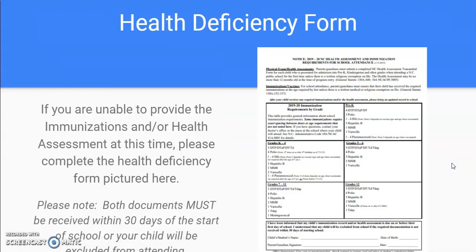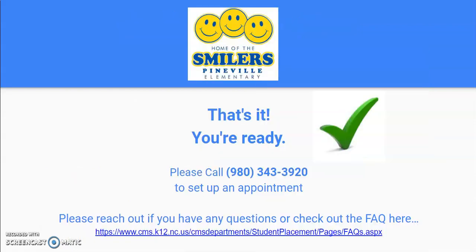If you are unable to provide the immunizations or health assessment at this time, please complete the health deficiency form pictured here. This states that I've been informed that my child's immunization record and/or health assessment is due on or before their first day of school. I understand my child will be excluded from school if the required documentation is not received within 30 days from the start of school. And that's it. You're ready.